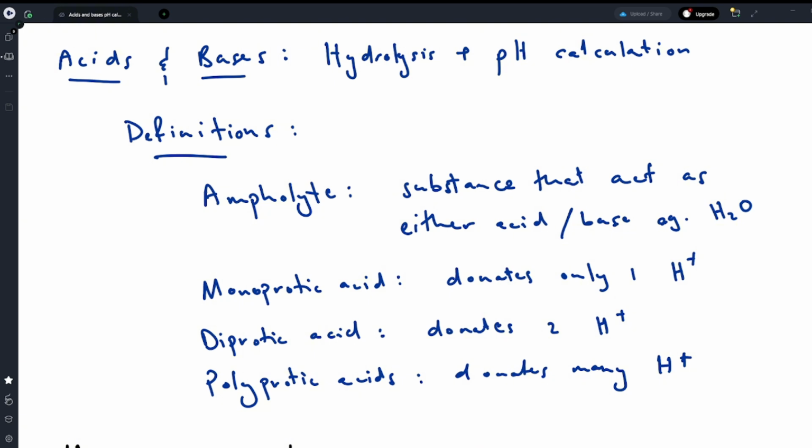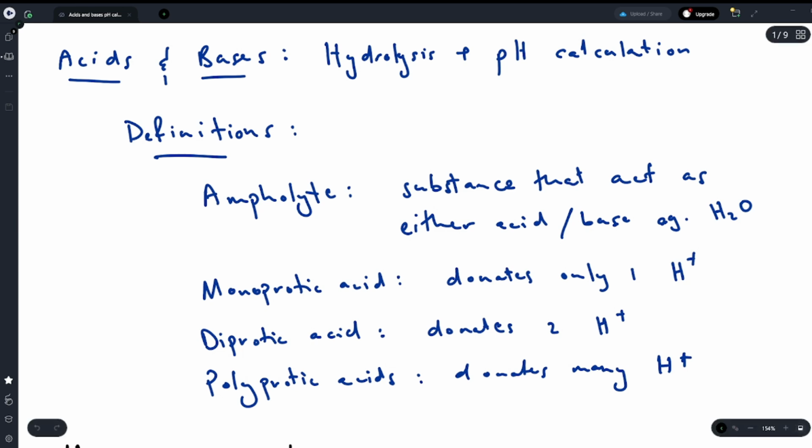As we can see listed on the page, an ampholyte is a substance that can act as either an acid or a base. A typical example of an ampholyte is water. If you add water to an acid, it will behave as a base. If you add water to a base, it'll act like an acid. And when we say act as an acid or act as a base, we mean that it'll either be a proton donor or a proton acceptor.